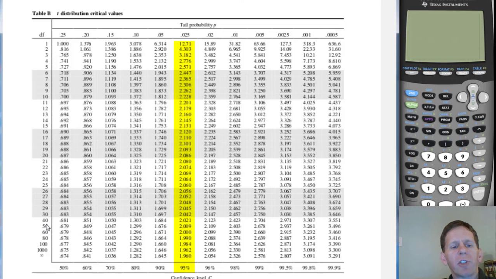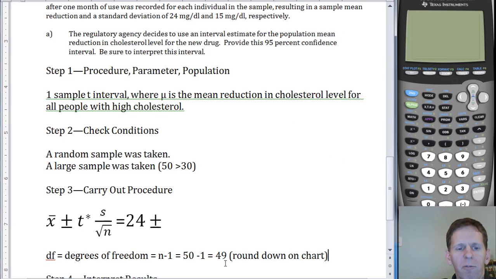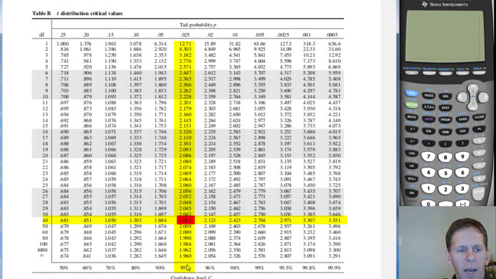What we do is we actually always round down to the next smallest number. So despite the fact that 50 is a lot closer to 49 than 40 is, we always round down when working with degrees of freedom. So we'll use 40 degrees of freedom on the chart with our 95%. Since we can't look up 49 on the chart, we look up 40 degrees of freedom with 95% confidence, and what that corresponds with is a t star of approximately 2.021. That's the number we'll use in our formula.